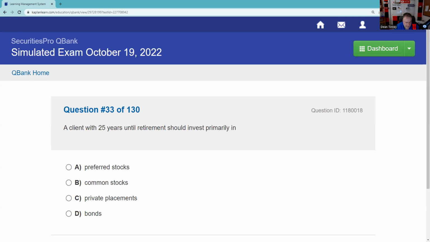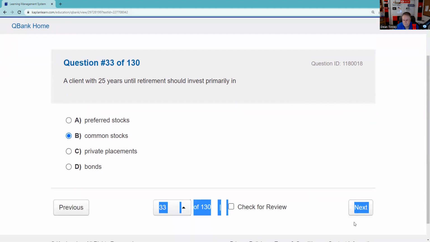I see preferred stocks. I think fixed income doesn't sound like it's going to work for us. Common stocks, tried and true. I think I like common stocks. A private placement, nah. There's nothing in here about accreditation or what this private placement is about. Bonds, no. I think I'm going to go with common stock, tried and true. Boom.